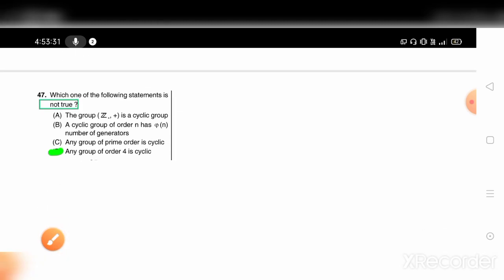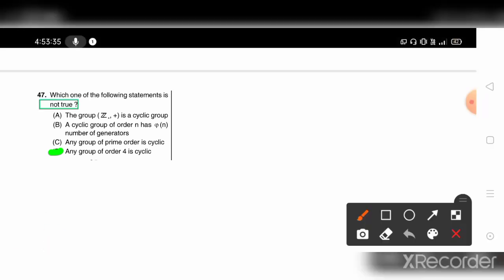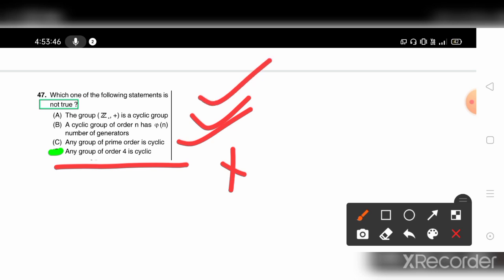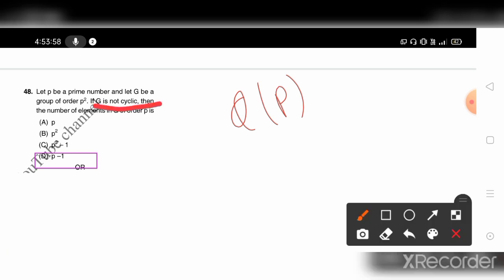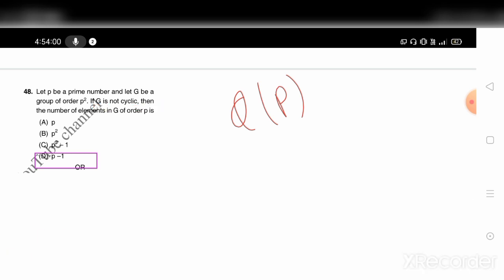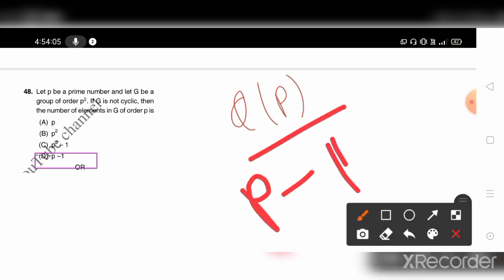Next question. Which one of the following statements is not true? Any group of order 4 is cyclic. This is not true. Any group of prime order is cyclic. This is cyclic. This is cyclic. Options A, B, C are correct and D is wrong. If p is a prime number and G is a group of order p squared, if G is not cyclic, then the number of elements of G of order p is p squared minus 1.